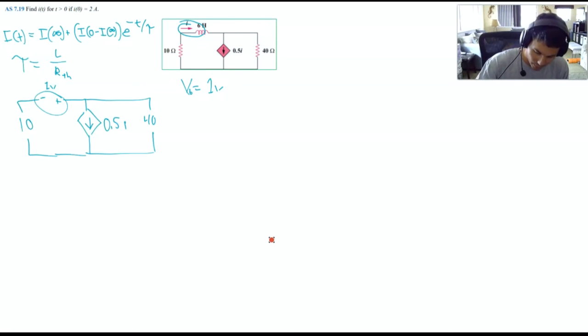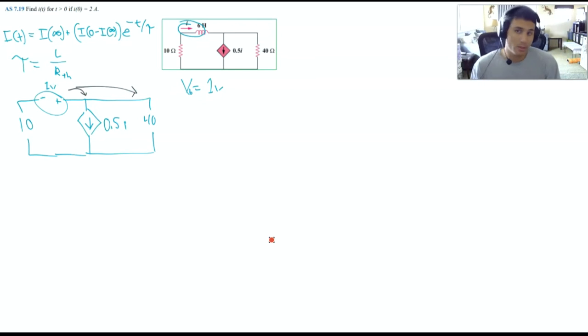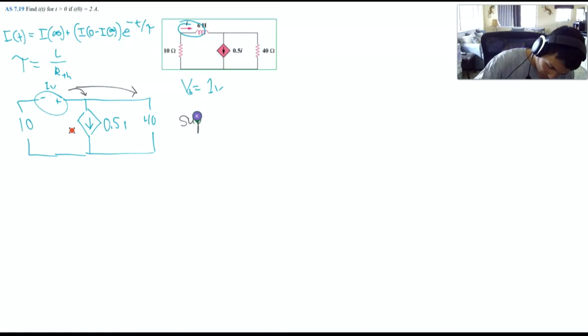Okay, so this voltage will source a current. This current's going to go in these two directions, and look at this. This means this is a super mesh. With this dependent source in here, we have to analyze this as if it was a super mesh. So we'll write super mesh.